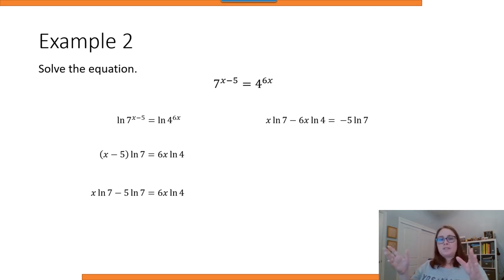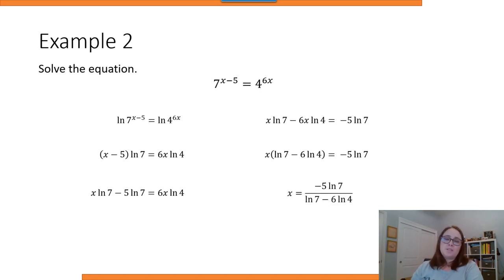Okay, and so I basically just swap those around. So now I have x natural log of 7 minus 6x natural log of 4 equals negative 5 natural log of 7. From here, now that I have those two terms on the left with an x in it, I can factor that x out. So it becomes x times (ln 7 minus 6 ln 4) equals negative 5 ln 7. And believe it or not, I'm only one step away from my answer. I just divide out by what's in parentheses there to solve for x.